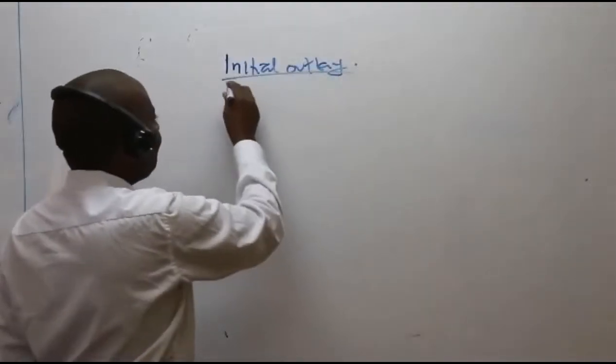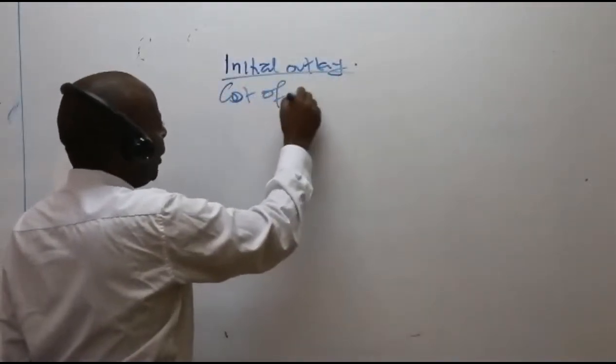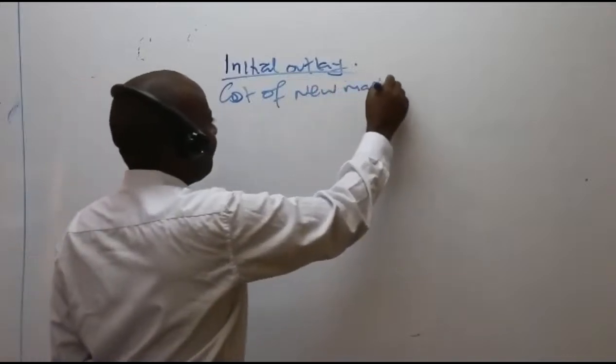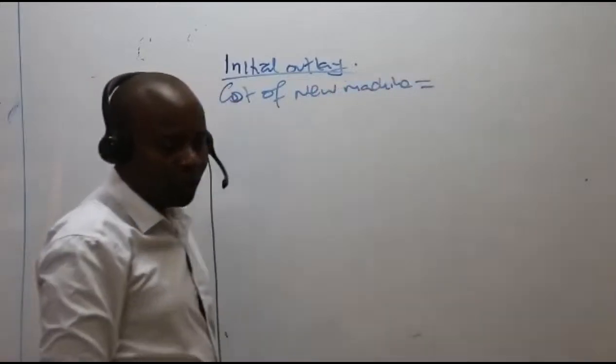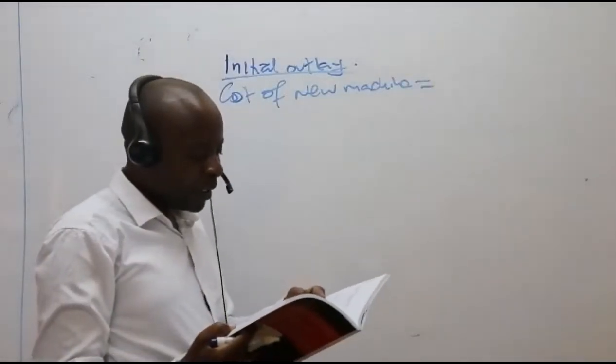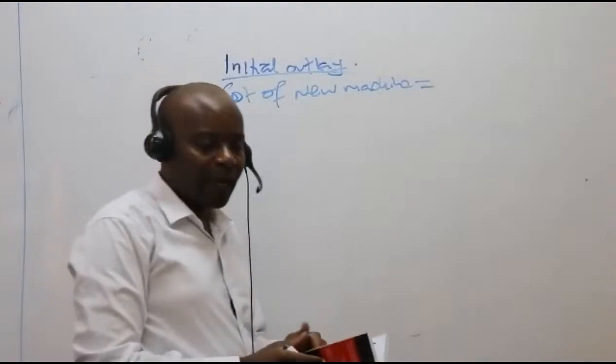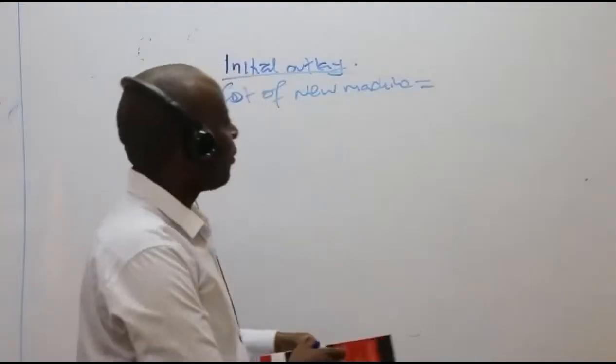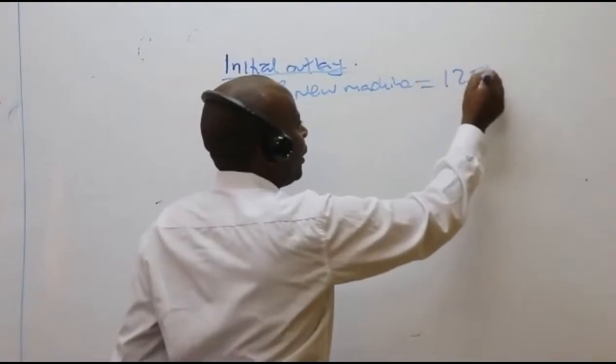what do I have? Cost of new machine. So are you able to see the cost of the new machine somewhere? Cost of the new machine, in paragraph number 2, they're telling it's 12,560. I'm putting my figures in thousands.